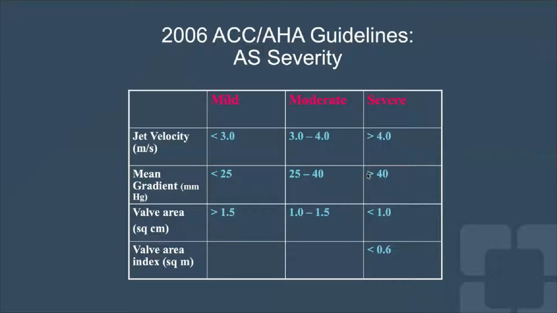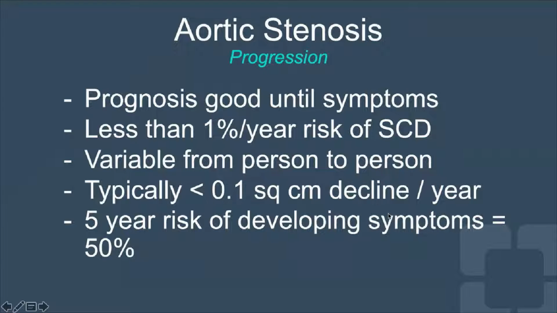And typically, what we consider severe would be those patients with a jet velocity of more than 4 meters per second, with a mean gradient of 40 and a valve area under 1 centimeter squared. We know from natural history studies of patients with aortic stenosis that these patients tend to have a pretty good prognosis until they develop symptoms. The chances of these patients having sudden death is approximately 1% a year. The risk can be variable from person to person.